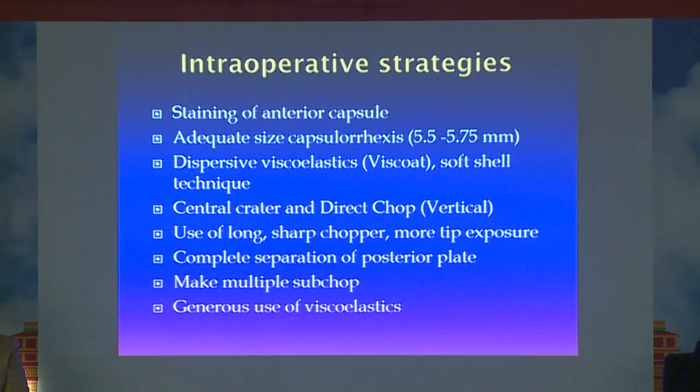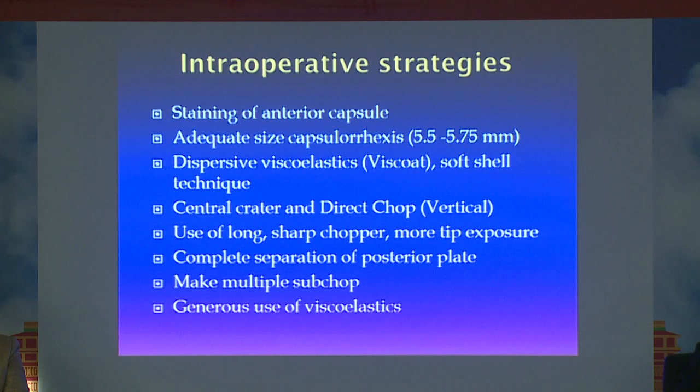So what are the important intraoperative strategies we should follow? First is the staining of the anterior capsule and making a decent size of capsular rhexis. At least we have to aim for a 5.5 millimeter rhexis. Use of dispersive viscoelastic and soft shell techniques.